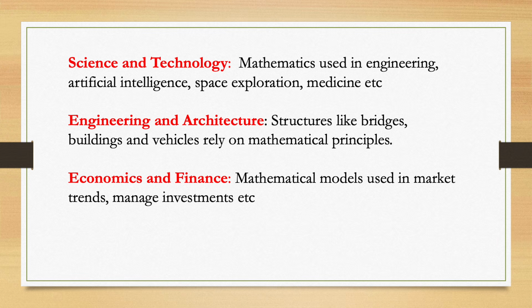Science and technology: mathematics is used in engineering, artificial intelligence, space exploration, medicine, etc. So, everywhere mathematics is used. Then in engineering and architecture, structures like bridges, buildings, and vehicles rely on mathematical principles. So, to build bridges, buildings, vehicles, etc., some mathematical principles are involved.